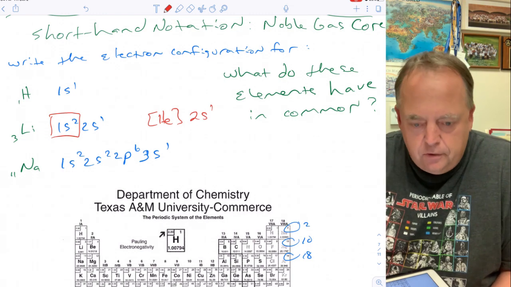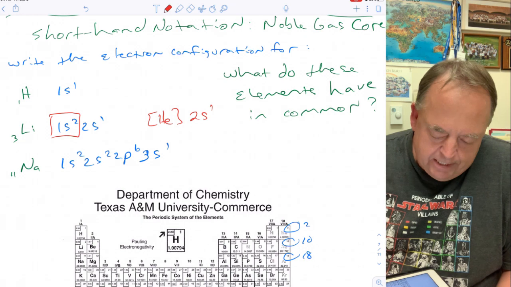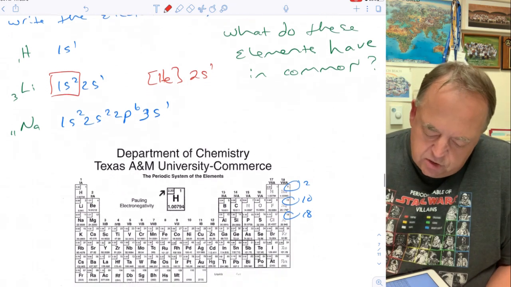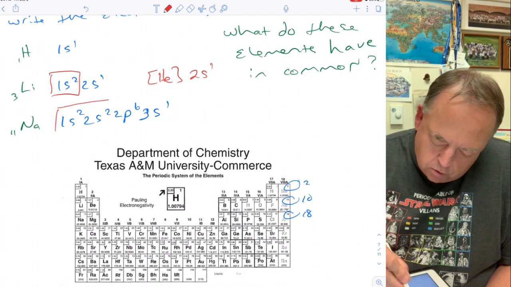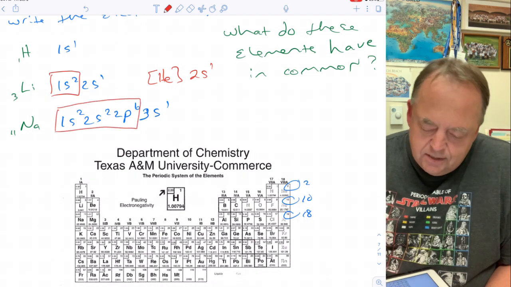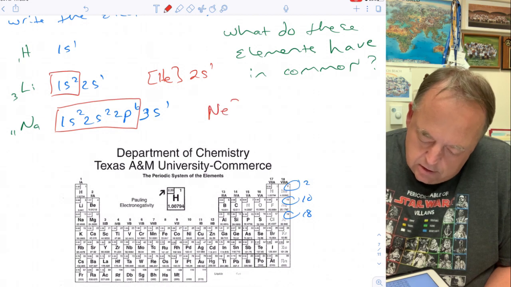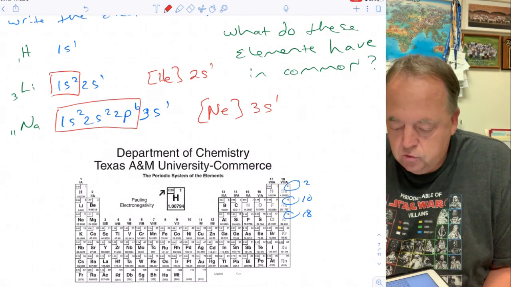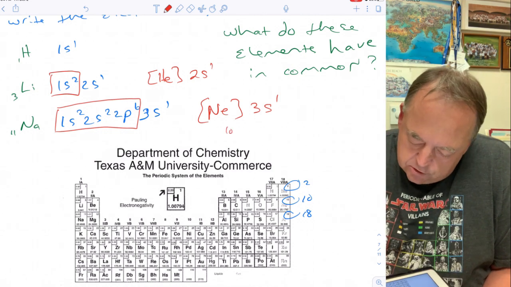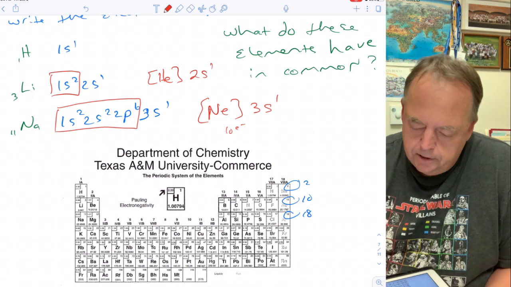Doesn't really help you any for lithium because you still had to write two things. Instead of 1s, 2s, you had to write helium and 2s. But it can simplify for sodium, for example. This would be the noble gas core in sodium, 10 electrons. That would be neon. So you could write this as neon, and then whatever is left, 3s1. So this would be 10 electrons plus the 1 electron. That simplifies sodium a little bit.